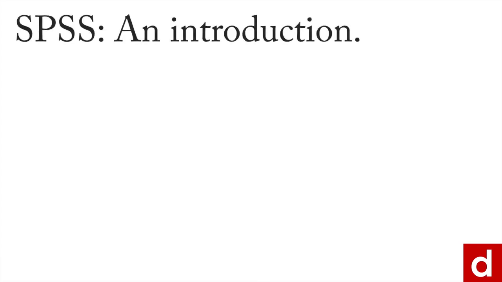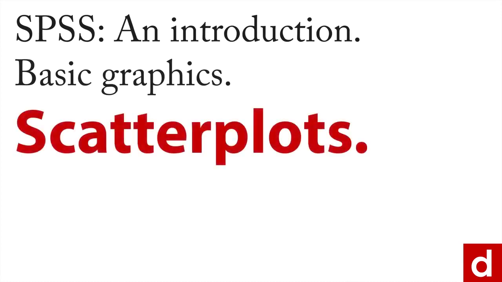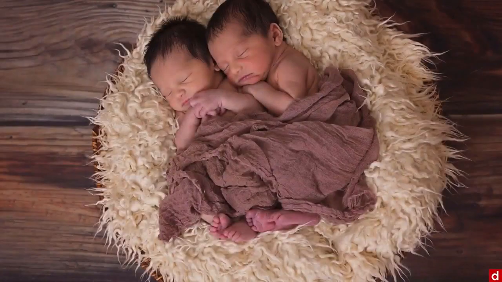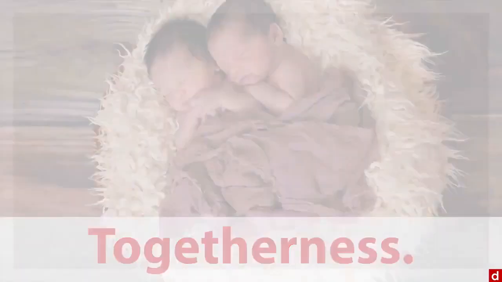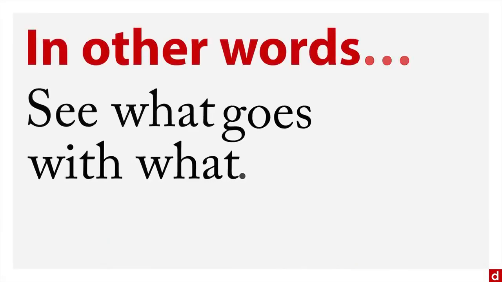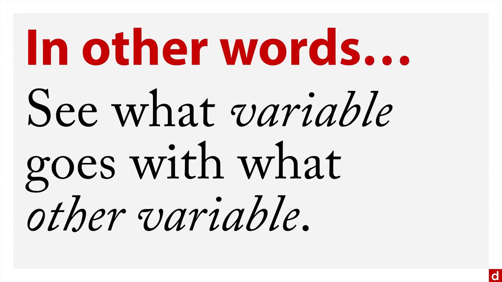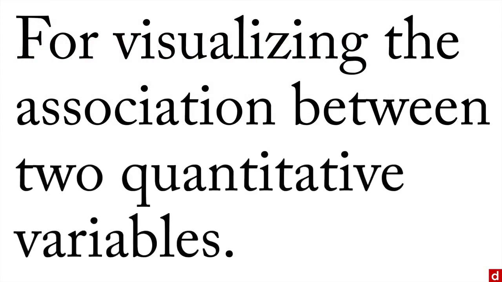As we continue SPSS Introduction and Basic Graphics, we should look at scatter plots, a very common method of looking at associations, or as I like to think, a way of assessing togetherness in data. In other words, you want to see what goes with what, or more specifically, what variable goes with what other variable. So scatter plots are a great way of visualizing the association between two quantitative variables.